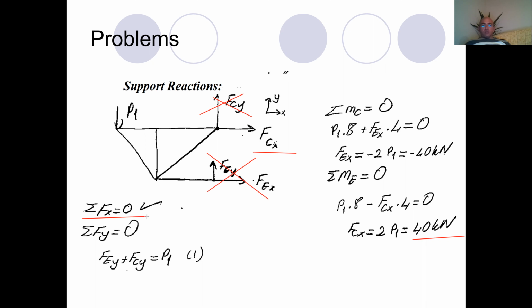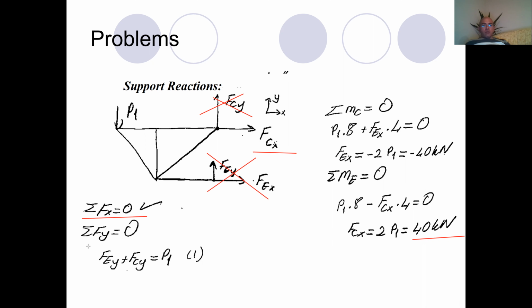Now let's write the force equilibrium. If I write the force equilibrium in the x direction, I will see that FEX and FCX eliminate each other. One is minus 40 and the other one is 40. I don't have any other forces in the x direction. As a result, this validates my calculation. The sum of the forces in x is equal to 0.